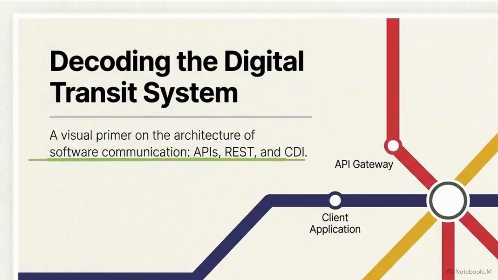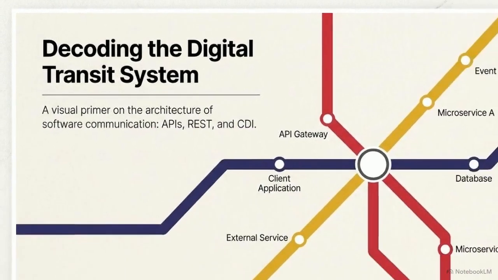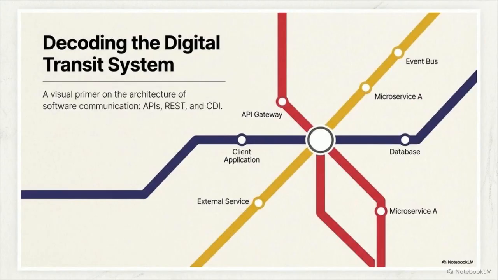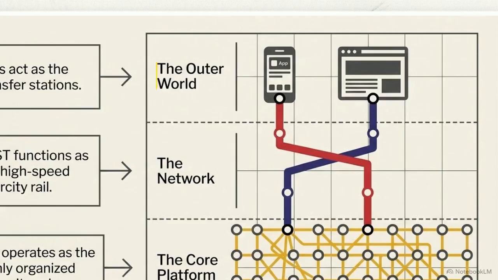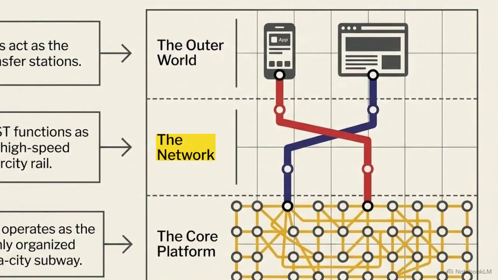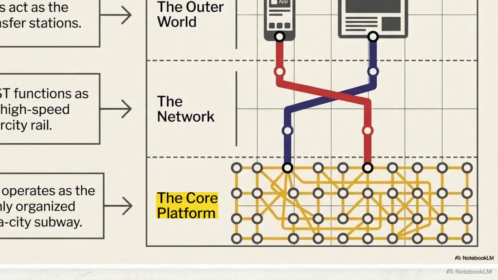This transit map serves as a visual primer for software communication. Moving data safely through an enterprise system requires distinctly different routing mechanisms depending on where the data originates and where it needs to go. APIs act as transfer stations, bridging the internal network to the outer world. REST is the high-speed intercity rail, dictating data travel across the internet. CDI is the intracity subway, operating exclusively within the core platform to route internal commands.